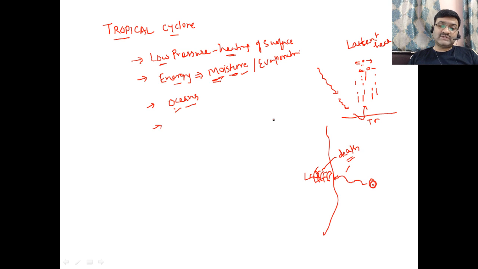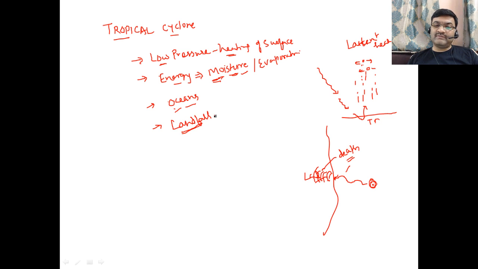When they strike the land, they are cut off from the source of moisture, or they are cut off from the energy, right? So they don't have any energy now. That is why the cyclone dies at landfall. Okay, landfall. Remember the term here.